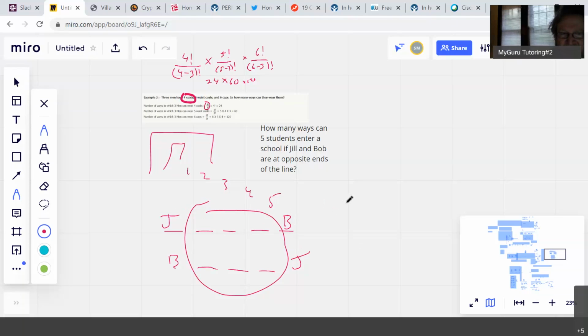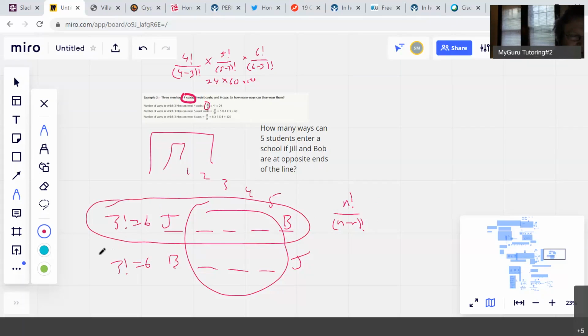So it's going to be n factorial over n minus r factorial. That's fine. But the n is no longer 5. The n is now actually going to be 3. So you end up with 3 factorial here, which equals 6. The problem is that's not everybody, because there's ones where Jill is first, and there's ones where Bob is first. So we have another one. Because we're taking all of these circumstances plus all of these circumstances, you're going to add them all up, which is going to be 6 plus 6 equals 12.